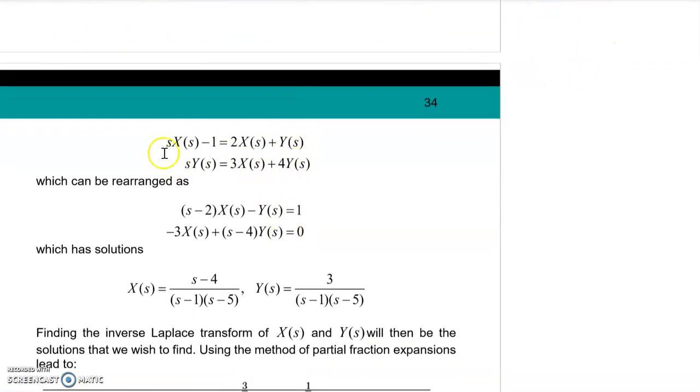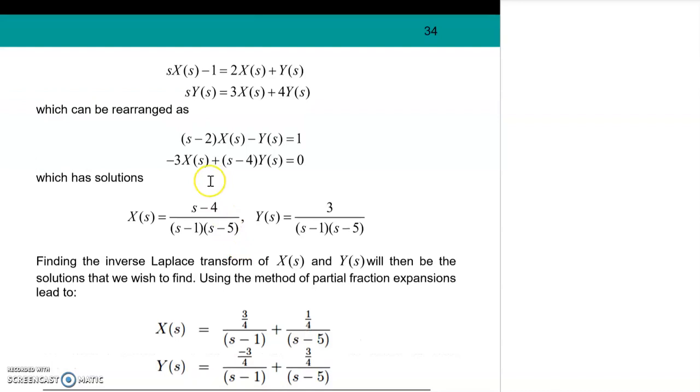So we come up with these 2 equations here, which can be rearranged like this. Basically, we just factor out the X(s) terms, so the coefficient of X(s) becomes s minus 2, minus Y(s) equals 1. That is your first equation. From the second equation, you can factor out Y(s) now. On the left-hand side, we have negative 3X(s) plus (s minus 4)Y(s) equal to 0, which has the solution.